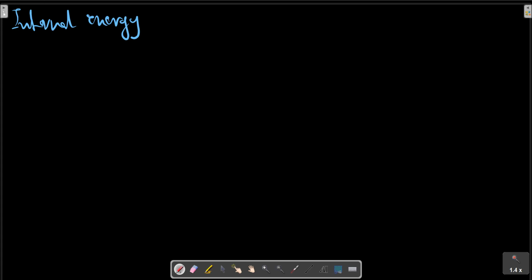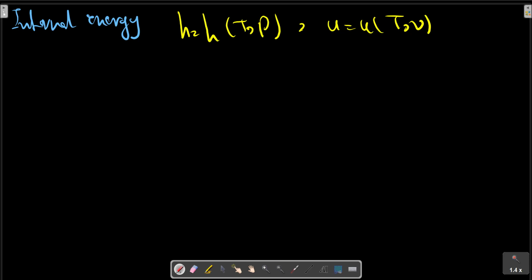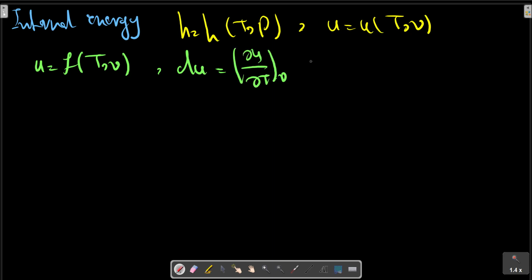For the internal energy and the enthalpy, we suppose that H is a function of T and P, two independent properties: temperature and pressure. And for U, we have a function of T and V as two independent properties. The internal energy U equals f(T, V). So dU equals ∂U/∂T at constant V dT plus ∂U/∂V at constant T dV.